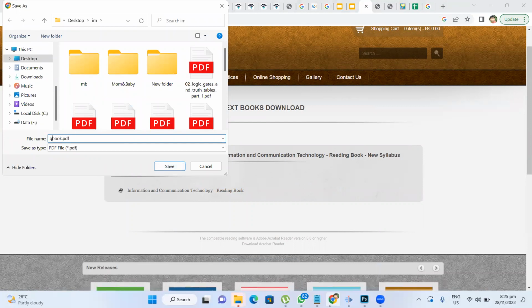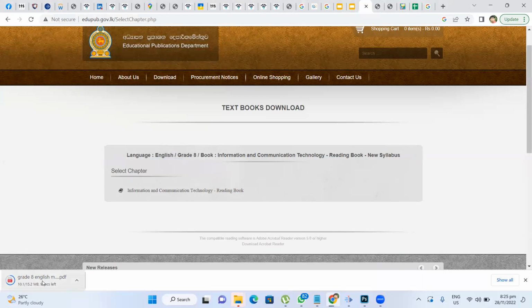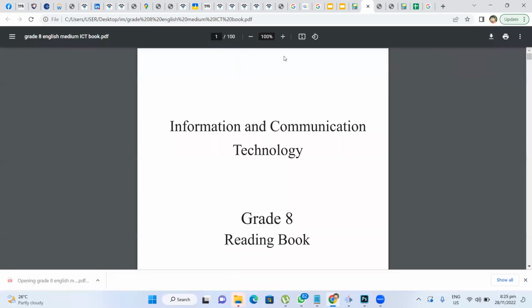grade 8 English medium ICT folder. Just save it and it will be downloaded to your computer, or you can just click and open it, anything, right? Anyway, first of all you need to download the book. So let's go to the book after that and see what's the content there.